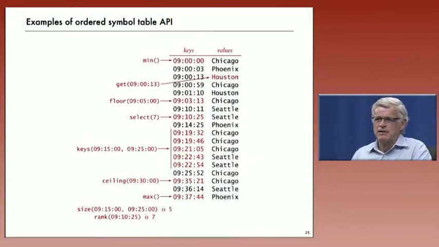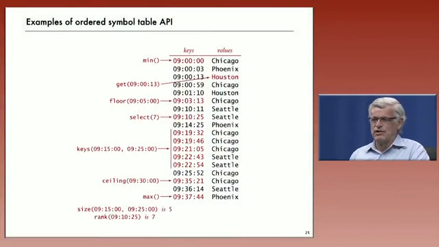When keys are comparable and we can put them in order, we saw that we can use binary search to get an efficient symbol table implementation. But we can also provide a lot of convenient functionality for the client. That's what we're going to look at next.